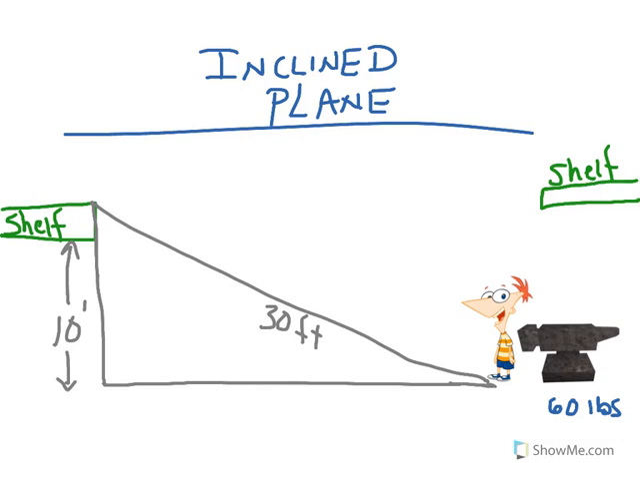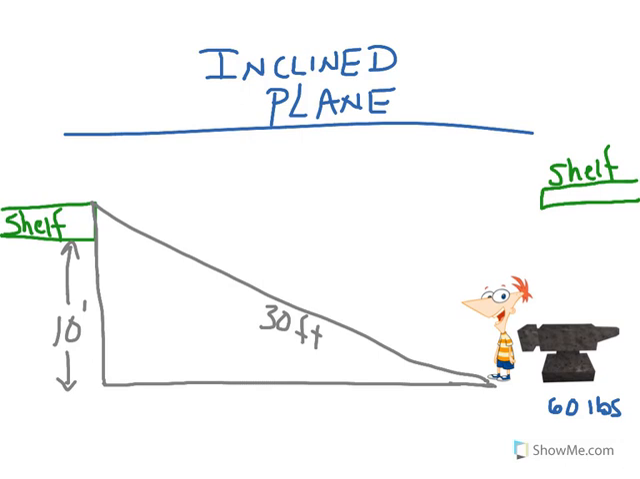If he were to take this anvil and just lift it straight over his head, and his arms were to magically elongate, to get it on this shelf, he would need to be able to use 60 pounds of force to do that, which is quite a feat for Phineas because he probably doesn't even weigh 60 pounds himself.